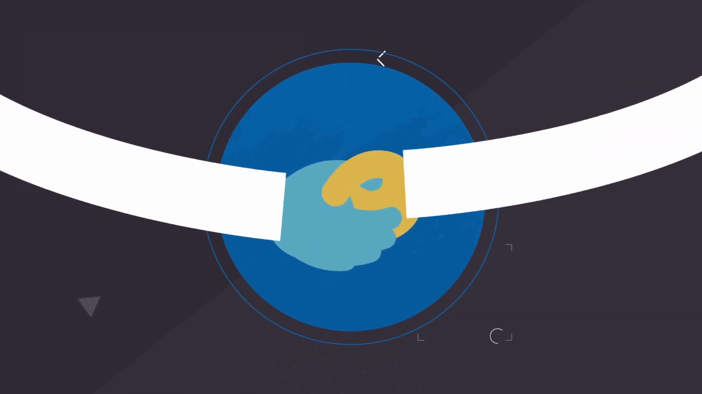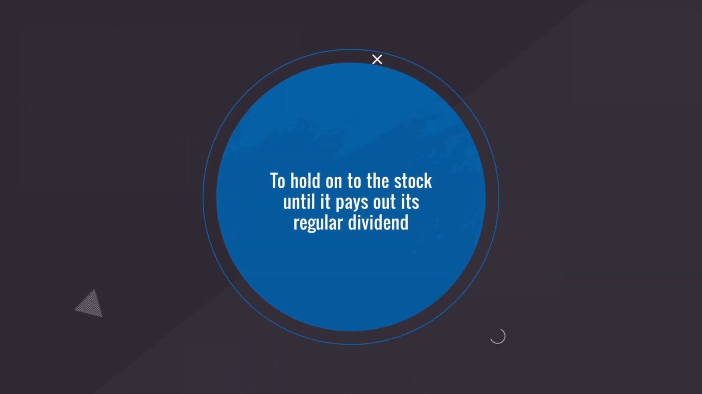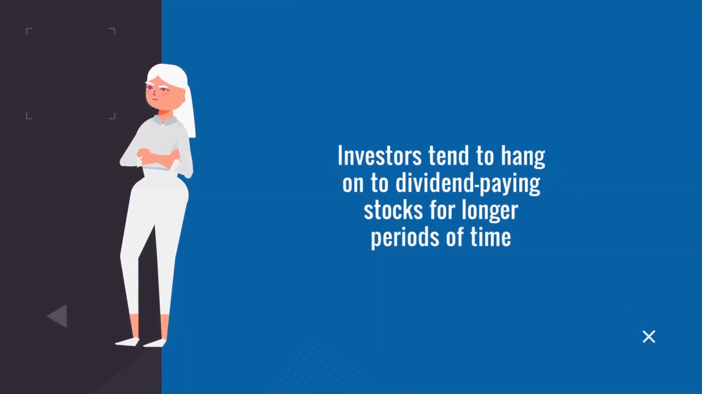However, investors who want to receive a dividend stream need to hold on to the stock until it pays out its regular dividend. And Hartzmark and Solomon find that investors tend to hang on to dividend-paying stocks for longer periods of time, regardless of performance.